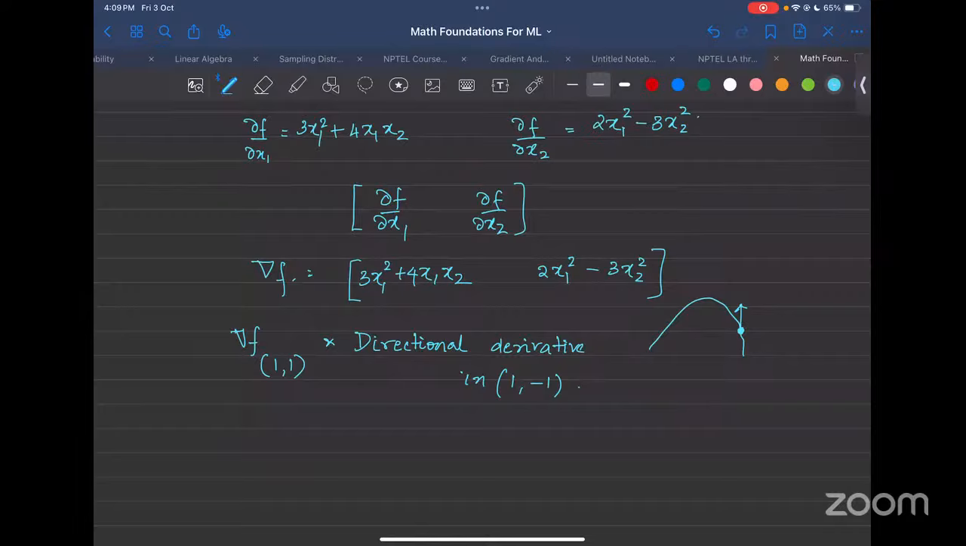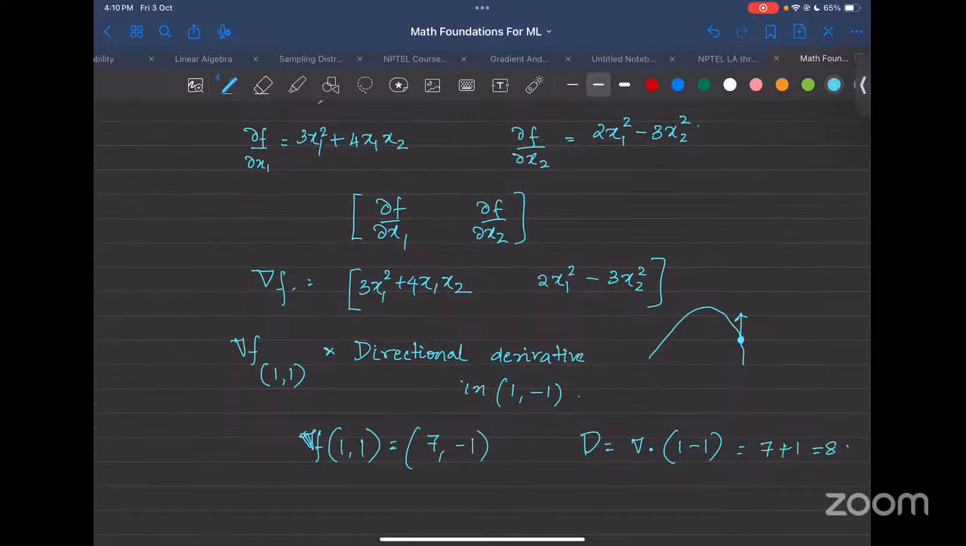So del f at 1 comma 1 is 7 comma minus 1. For the directional derivative, take the dot product of this with 1 comma minus 1. So you get 7 plus 1, which is 8. That's all it is. Okay.